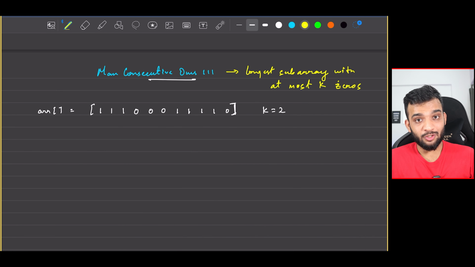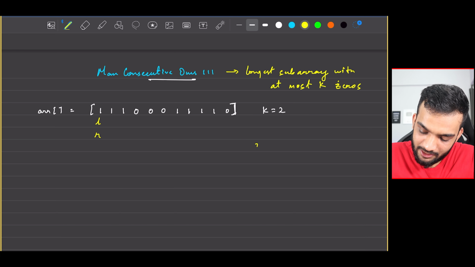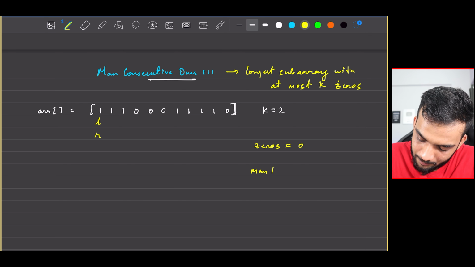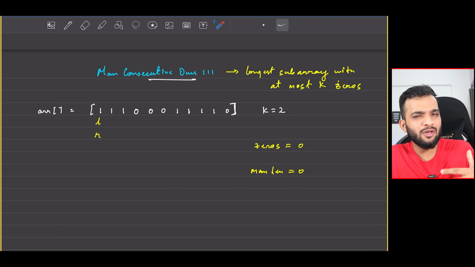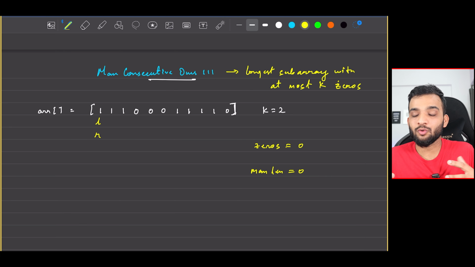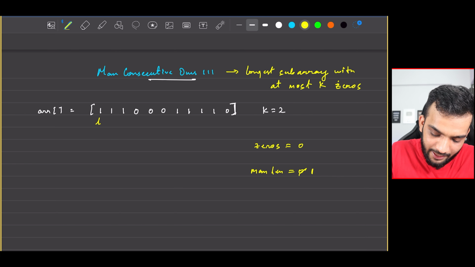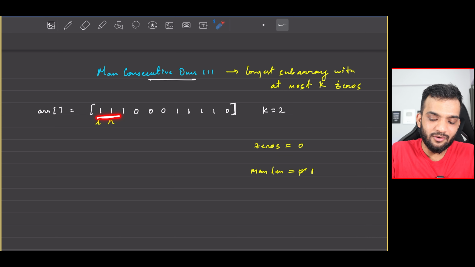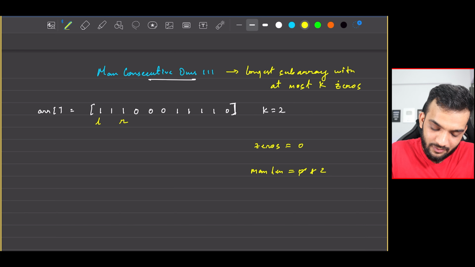So the most optimal solution also uses a sliding window, but we'll be slightly smarter this time. I'll start with L and R at the 0th index. I'll keep track of zeros, and that's 0. I'll also keep track of max length, which is initially 0. So initially I'm over here, and that's a 1, so zeros will not increase. I'll figure out the length to be 1, so the max length gets updated to 1. Then you take the R and move it to the next. Again, it is a 1, so zeros will not increase, and the length will be 2. So the max length gets updated to 2. Next, the R moves here, and this time it's a 1.